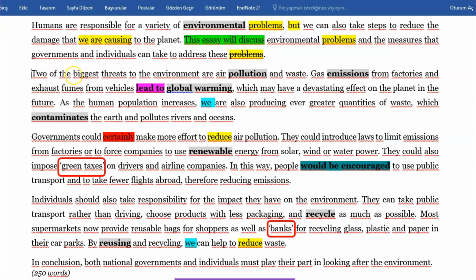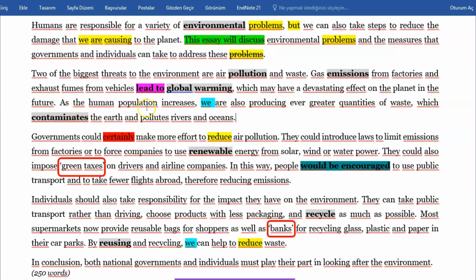Next paragraph. Two of the biggest threats to the environment are what? Are air pollution and waste. Gas emissions from factories and exhaust fumes from vehicles lead to global warming. Great usage of, you know what, writing in an academic way and using the right academic phrases, which may have a devastating effect on the planet in the future. Again, a long and complex sentence.